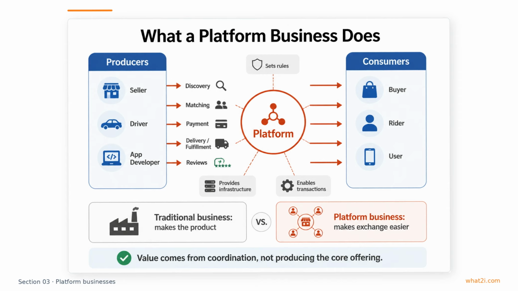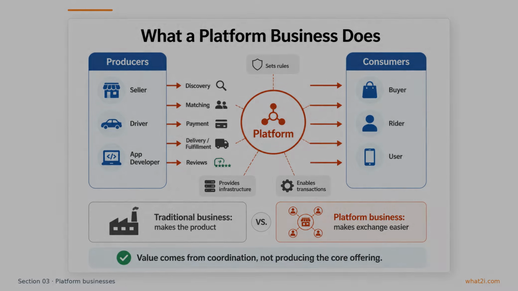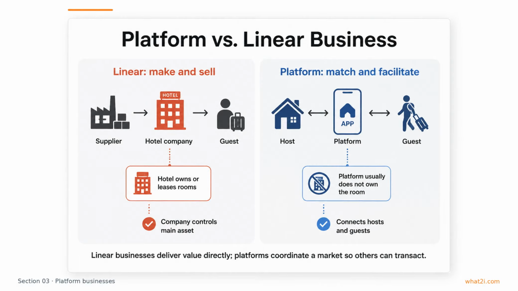The platform may not own the goods, the cars, or the homes involved in the exchange. Its value comes from making discovery, matching, payment, and trust work smoothly enough that both sides want to keep participating. This is what separates a platform from a more traditional linear business.